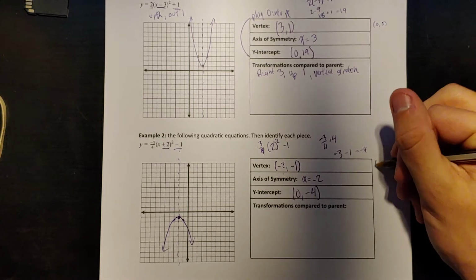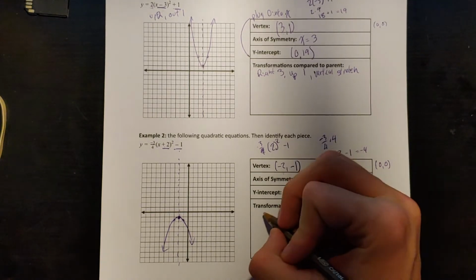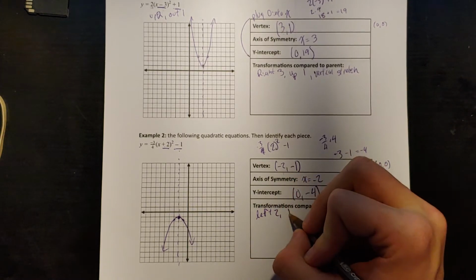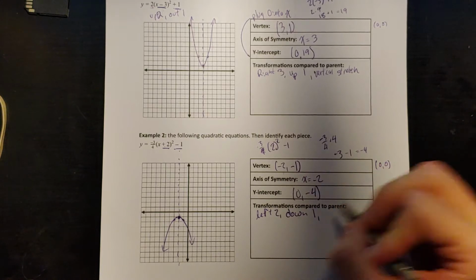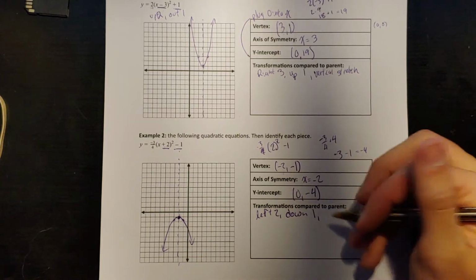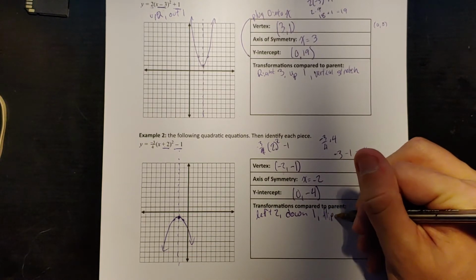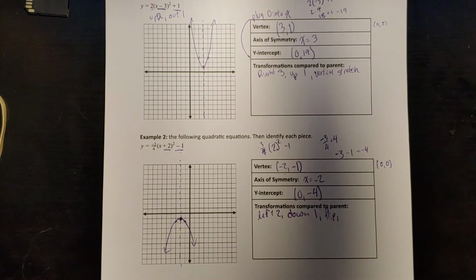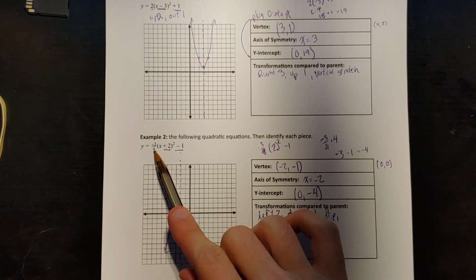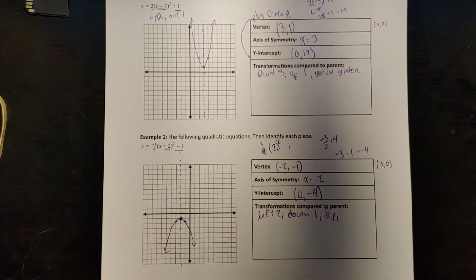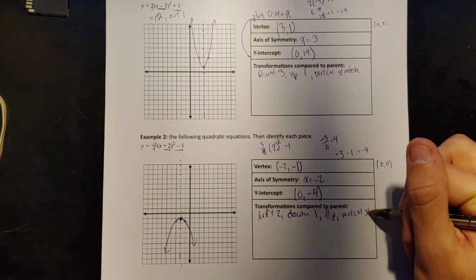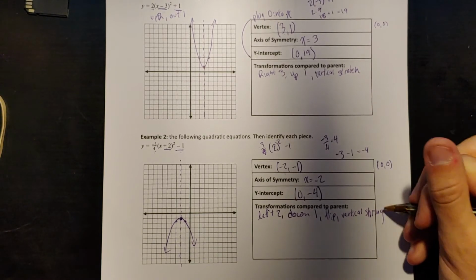Remember, your vertex normally is at 0, 0. So we went left 2, we went down 1, and then because we are going down now, we're going to say flip, just to keep it simple. And then the last thing we did was, because that was less than 1, it is a vertical shrink. It shrunk vertically.